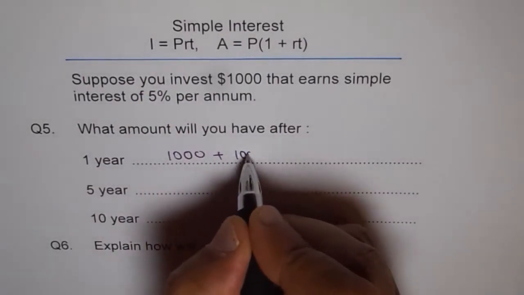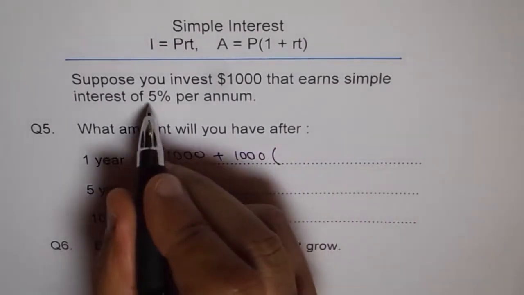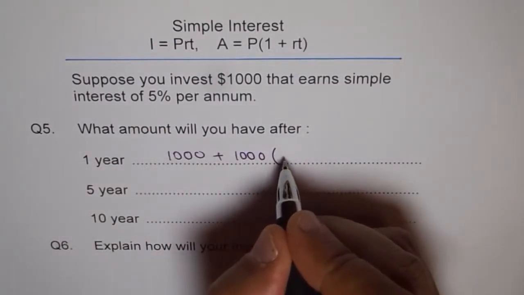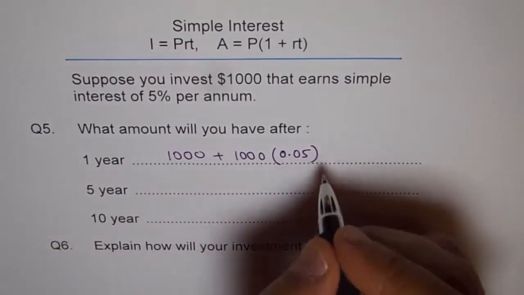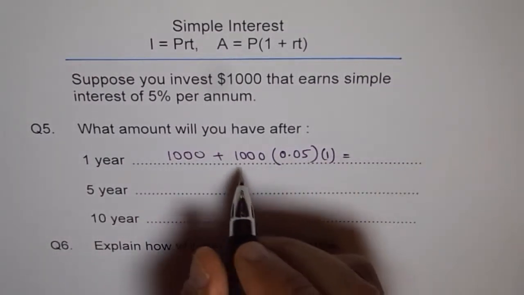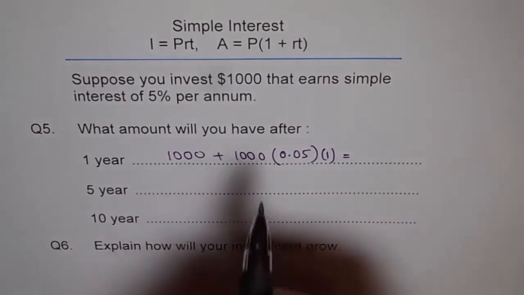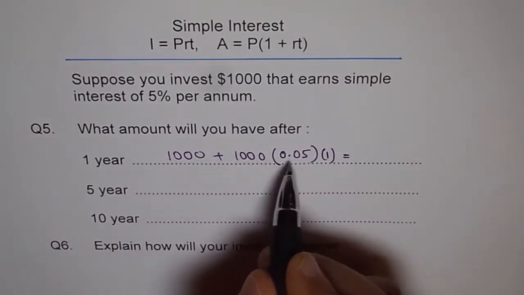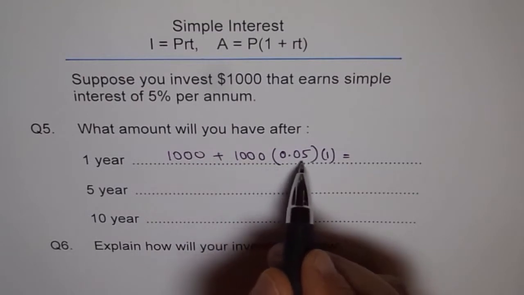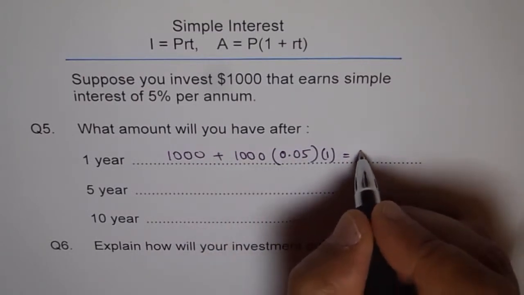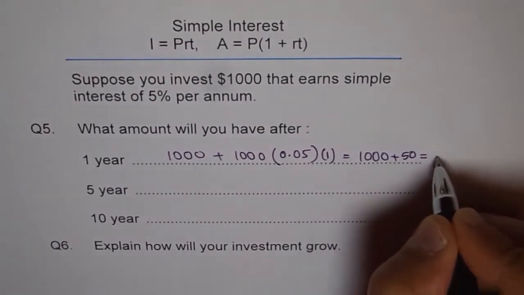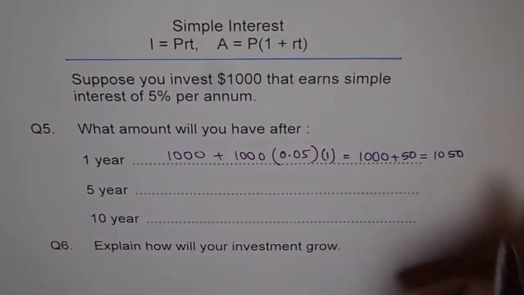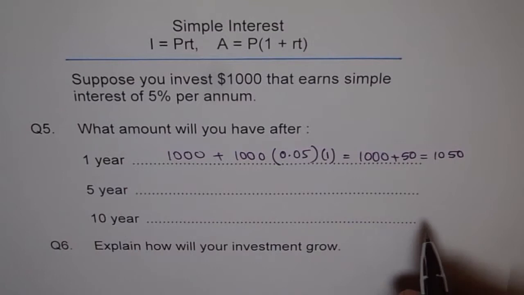Amount 1,000 times rate of interest, which is 5%. So 5 divided by 100, which is 0.05. And time is 1 year, times 1. So this is 1,000 plus 1,000 times 0.05, which gives us 50. So it is 1,000 plus 50, which is 1050, correct? So that is the amount after 1 year.